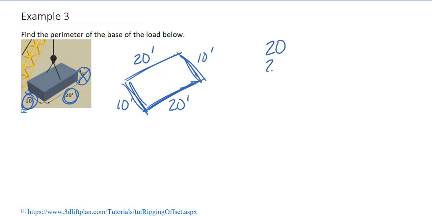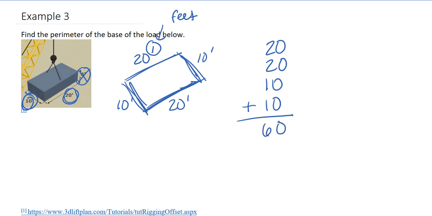So now we just go 20 plus 20 plus 10 plus 10. Now notice this, that little line means feet. When you have 2, that means inches. So we're measuring in feet. So we have 20 plus 20 plus 10 plus 10. So that's equal to 60. So what's the perimeter of the load? Well, it's 60 feet.